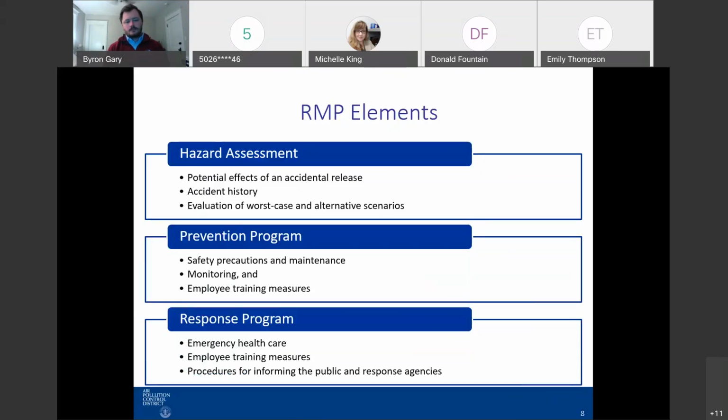In some cases, that is as simple as defining what conditions would require the company to notify emergency responders from the community. In some cases, plants have their own response team that is trained and equipped to respond to any kind of unforeseen emergency that might occur.